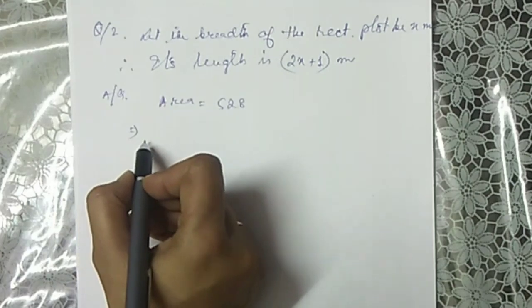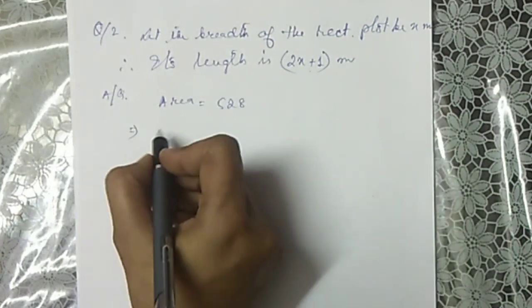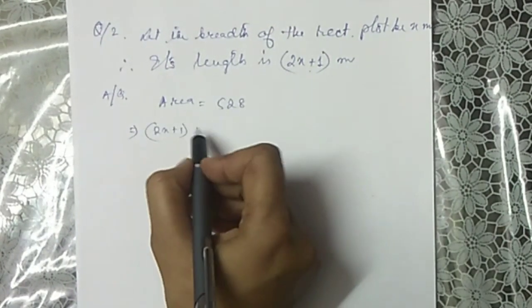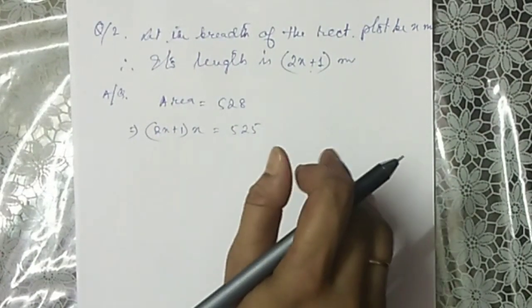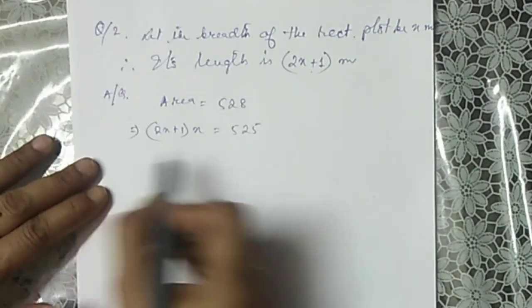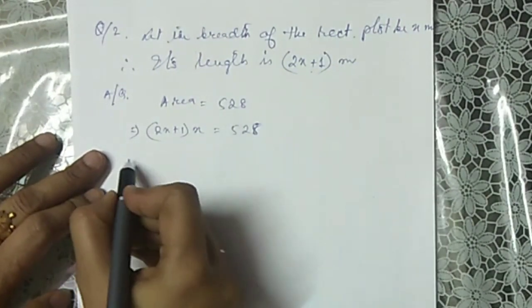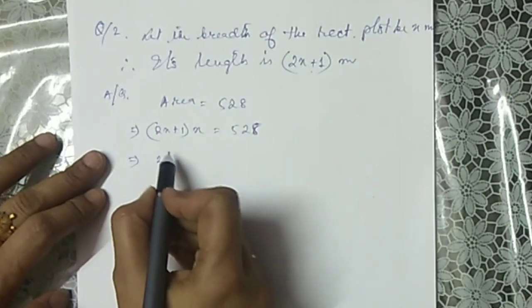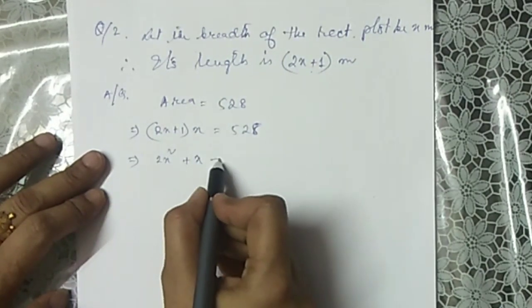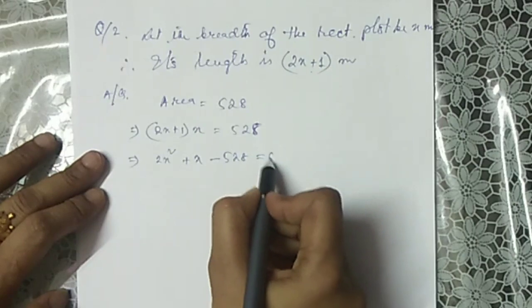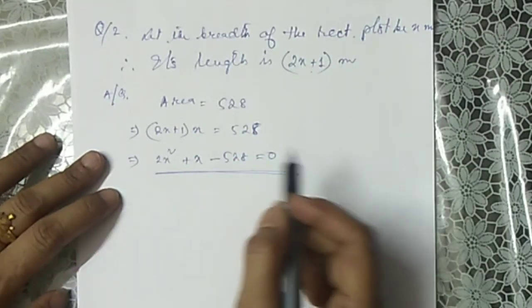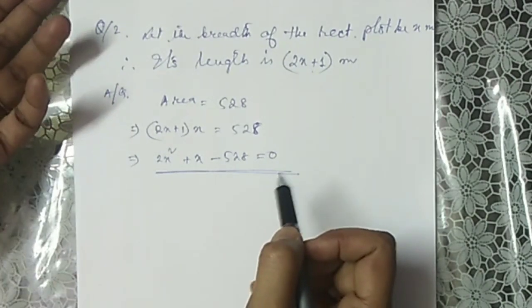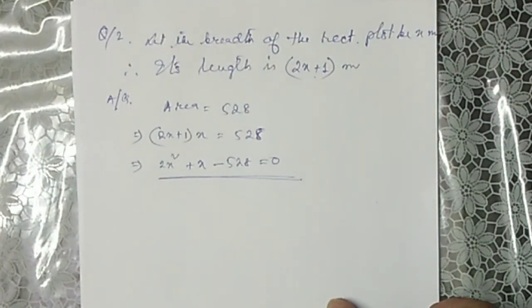So area means length into breadth. Here the length is twice x plus 1, the breadth is x. These two are multiplied and I've got 528. So twice x square plus x minus 528 is equal to 0. This is the required quadratic equation for getting the length and breadth of the plot.